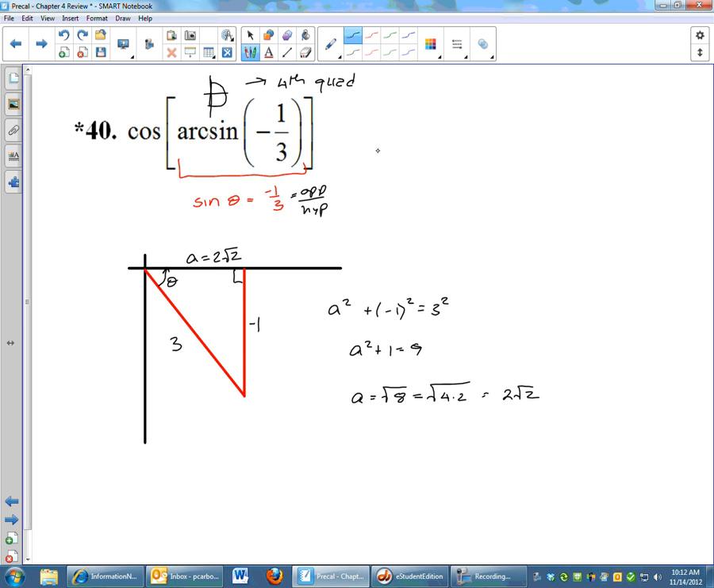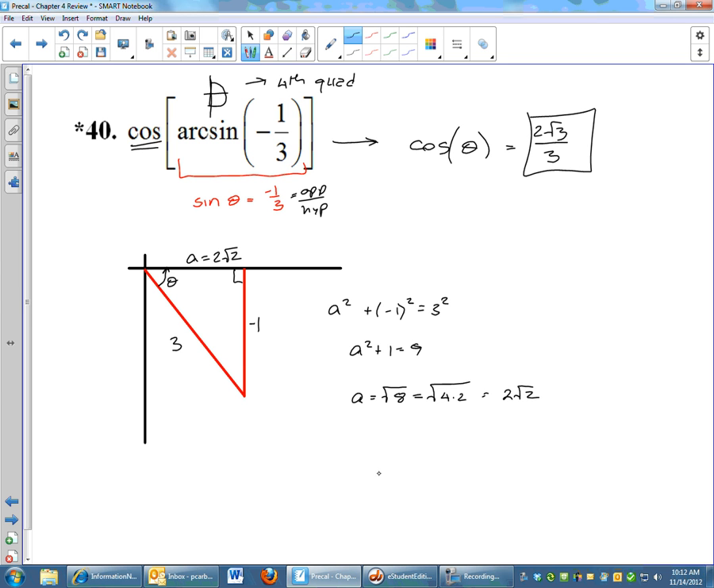And then what I've got to do is I need to find the cosine, and all of this triangle represents the angle where sine is negative 1/3. So I need to find cosine of this angle right here. So cosine is adjacent over hypotenuse. Adjacent in my triangle is 2 root 2. Hypotenuse is 3. There's your answer. Okay, good?